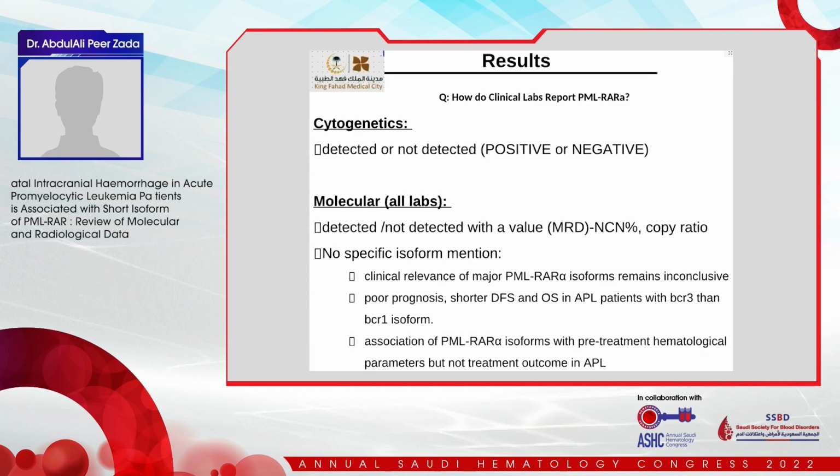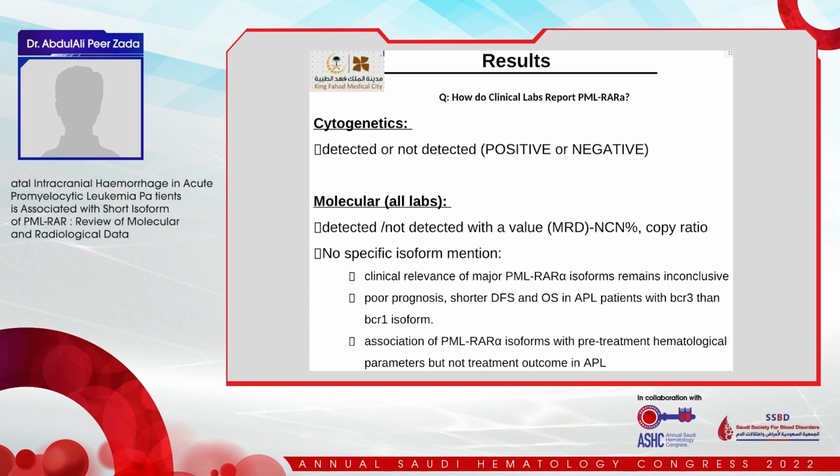So now the question here is, how do clinical labs report PML-RAR alpha? Our lab is a molecular genetic lab. So how do we report it? Whether it's a cytogenetic or molecular lab, all the labs report either detected or not detected, positive or negative results. Some molecular labs also report a value, a CT value or a normalized copy number value of the fusion gene to the control gene. And none of these labs, in fact, report the isoform detected, whether it is a long or short isoform, probably because of the reasons mentioned here.